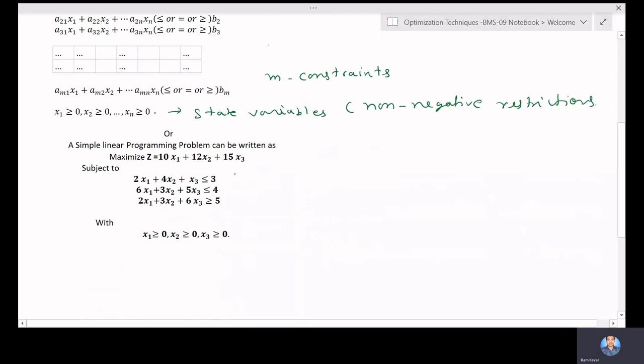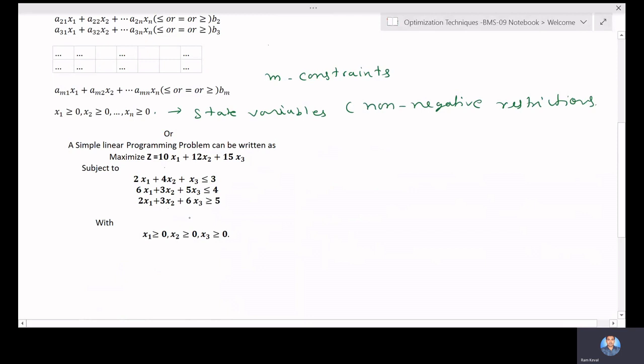Or simply, we can say a simple linear programming problem can be written as maximize z equal to 10x1 plus 12x2 plus 15x3 subject to constraints. Here there are three constraints, with x1 greater than equal to 0, x2 greater than equal to 0, and x3 greater than 0. This is the linear programming problem, and this is the objective function I want to maximize. There are three constraints, and these are the non-negative restrictions, meaning all state variables should be positive.